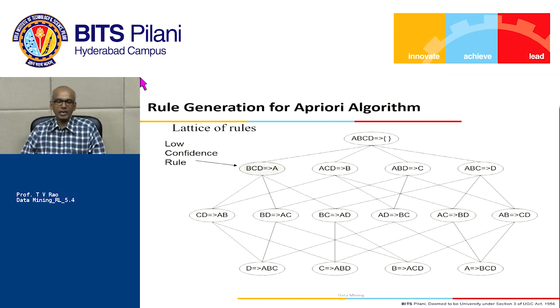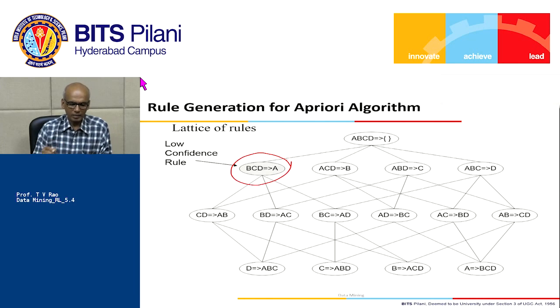So if we create the lattice of rules starting with the same 4 items A, B, C, D, at the first level we can possibly have 4 rules: BCD implies A, ACD implies B, ABD implies C, ABC implies D. We start measuring the confidence for each one of them, and we find that this rule has a low confidence. So now we can draw the conclusion that BCD implies A has low confidence.